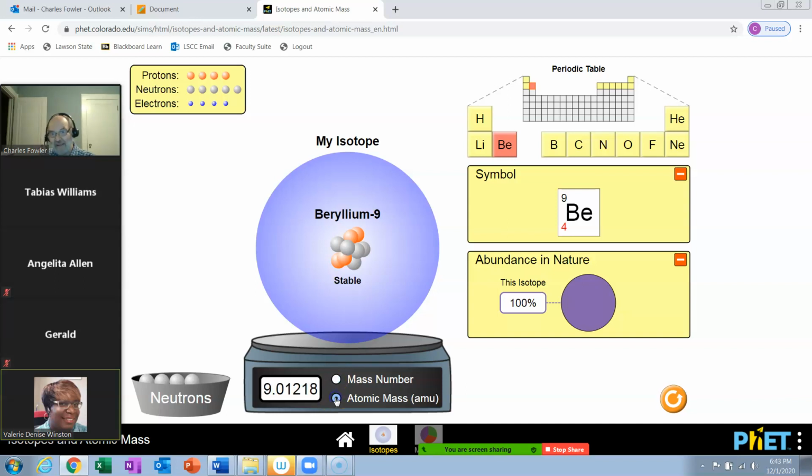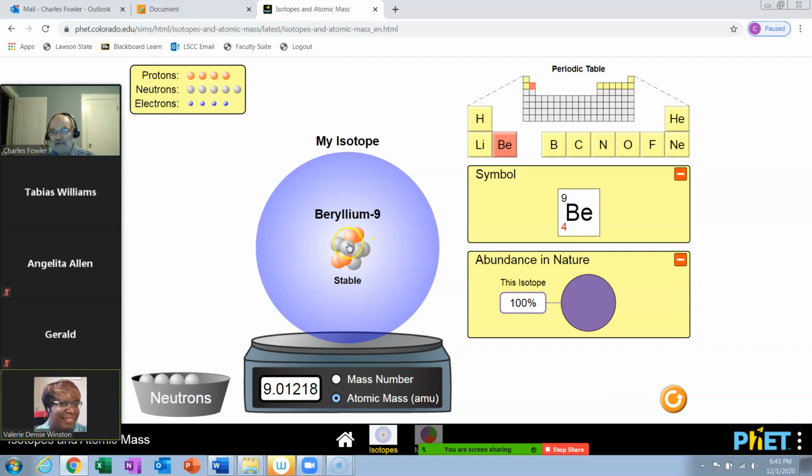And atomic mass? 9.01218. Perfect. Its symbol? 9,4Be. Yeah, Be stands for beryllium. And what's its abundance in nature? 100%. Okay. That's the only beryllium we have. That's 100% of it.